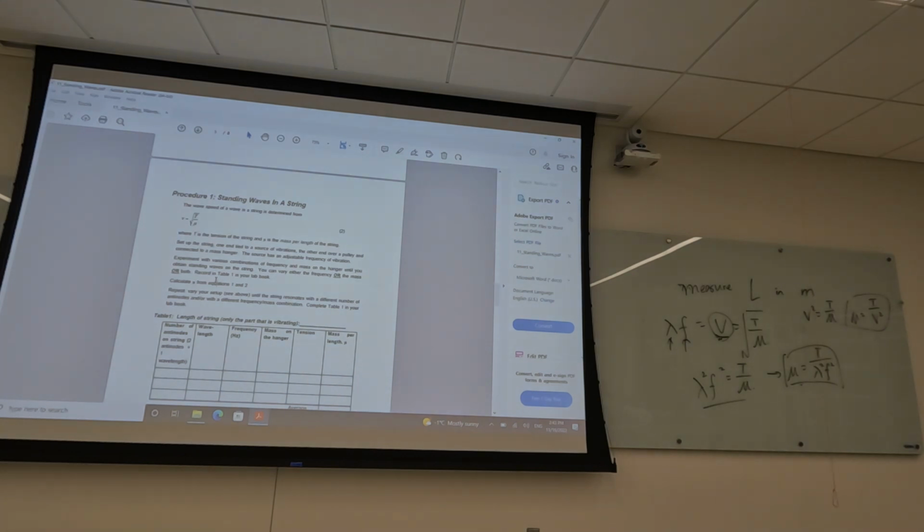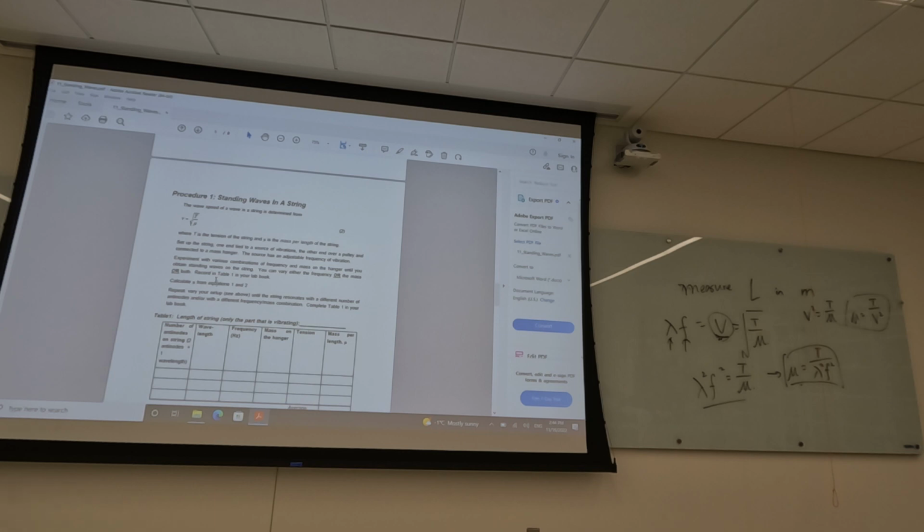For example, here you have 2 lambda equals L, but when you change the frequency, you may have maybe 5 lambda equals L, so that the lambda changes, and also the frequency changes because you can read the frequency from here. But approximately this v is almost the same, since v equals lambda times f.